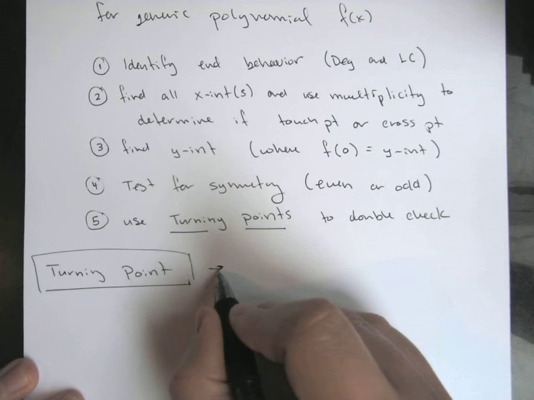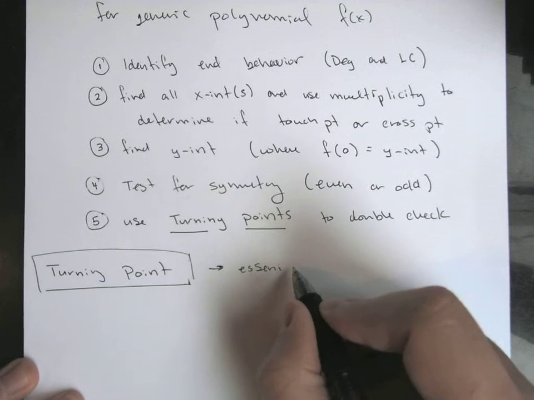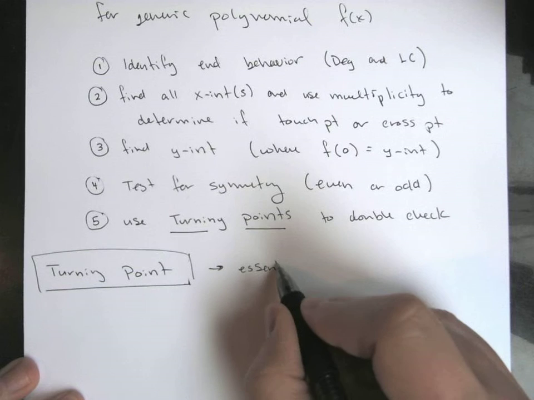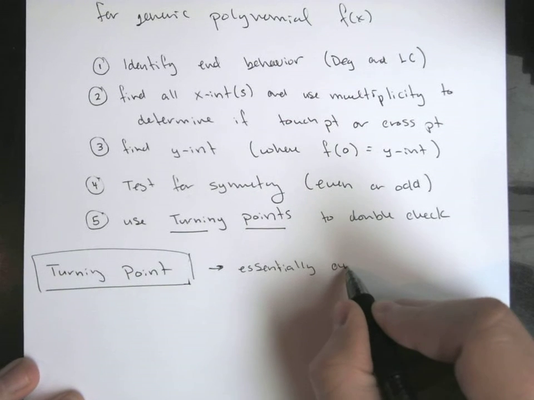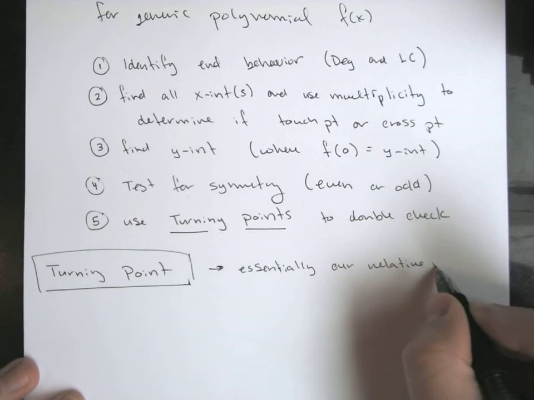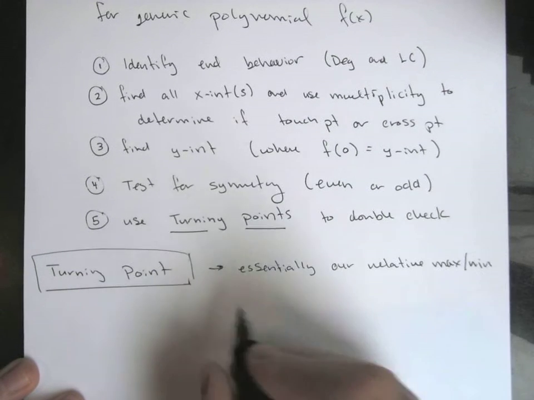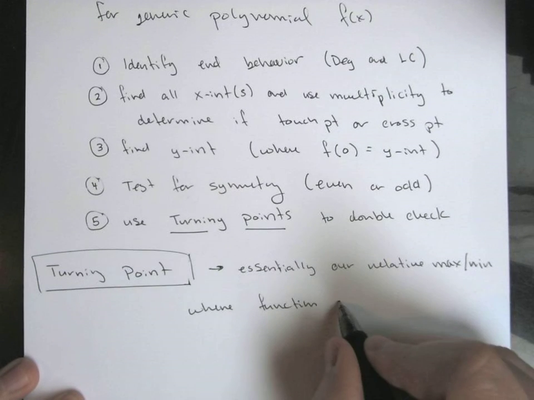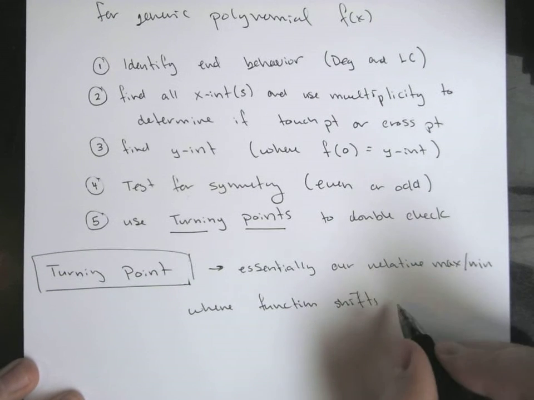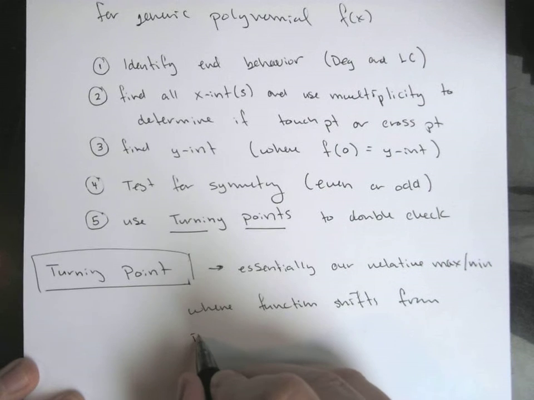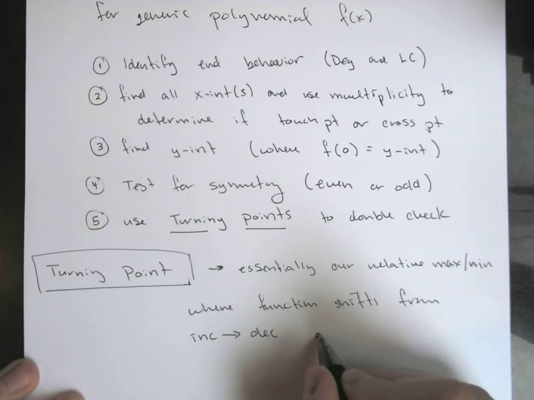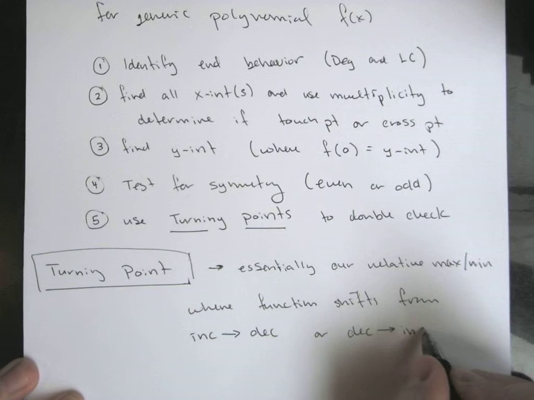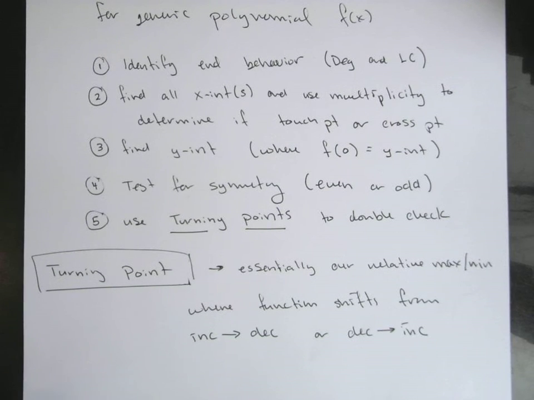These are essentially our relative maxes and mins. Actually, max-min points. So this is going to be where our function shifts from increasing to decreasing, or from decreasing to increasing. So literally, right, turns in the graph. It's sort of your peaks and valleys, right? It's your relative maximums and minimums.